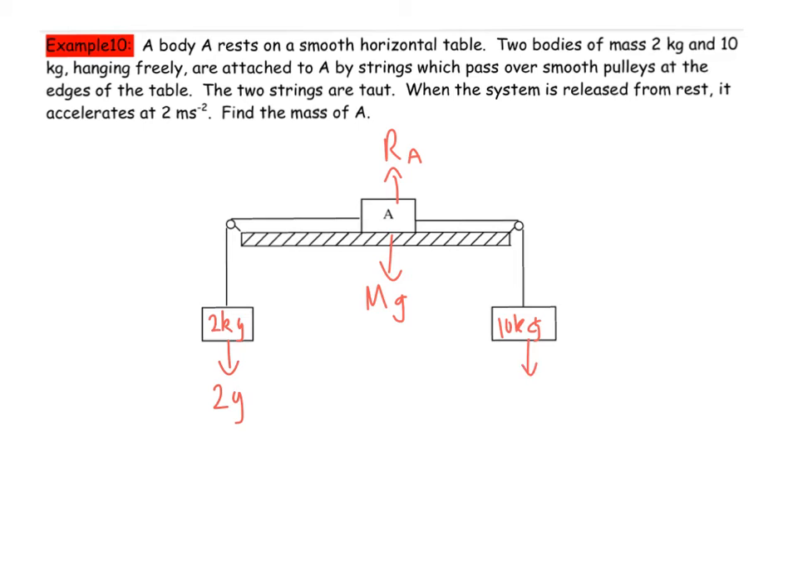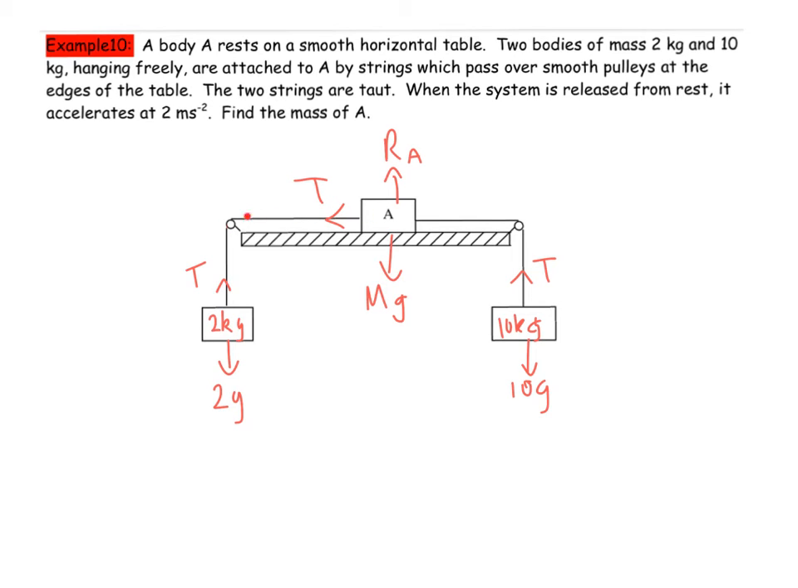and this one creates a weight of 10g. There'll be a tension then here and here, because that string will be tight. So 2g will try to go down, but the tension will bring it upwards. There must be an equal and opposite force happening here. So there's a tension pulling to the left.